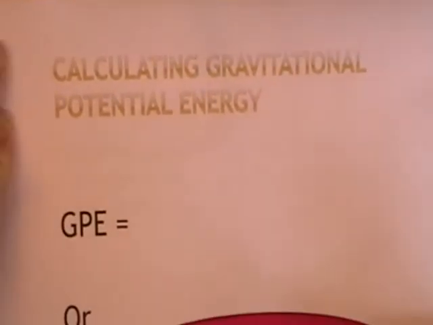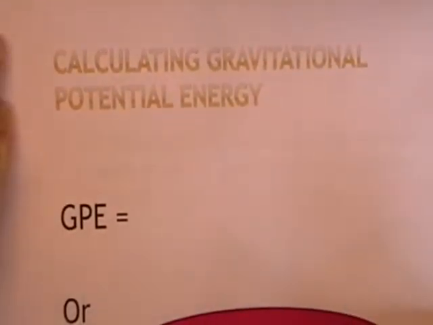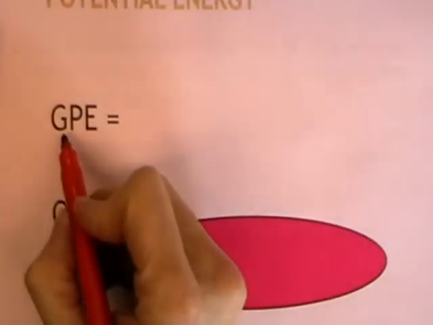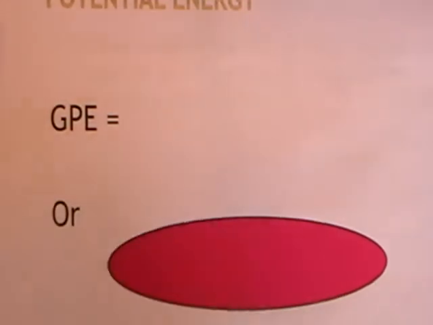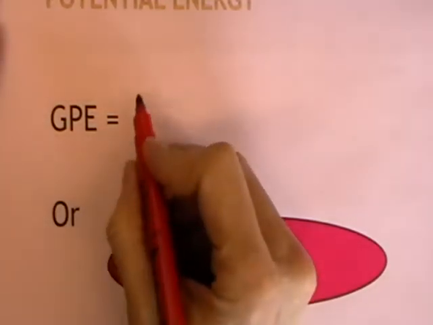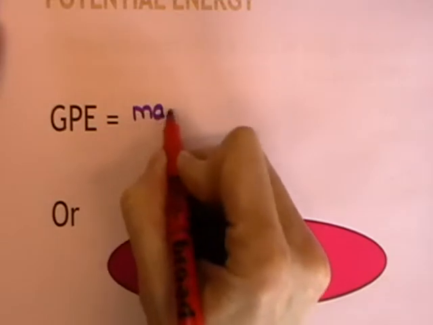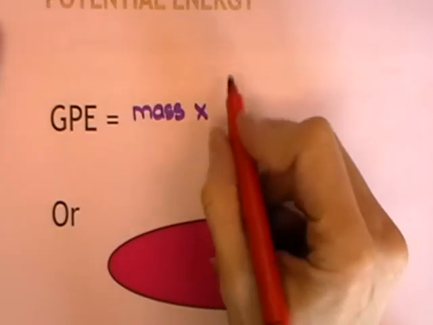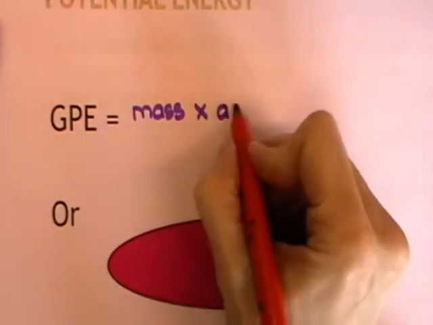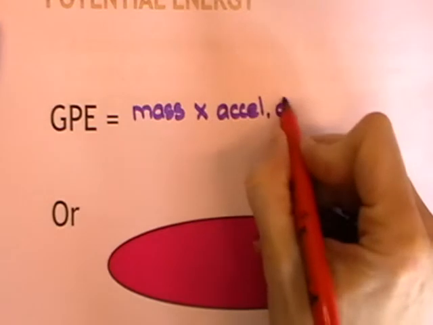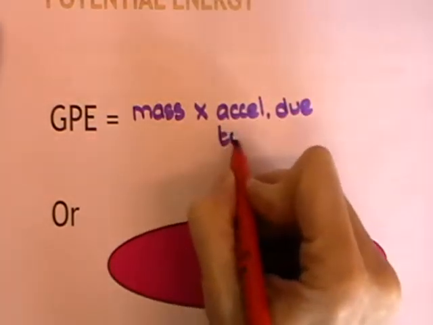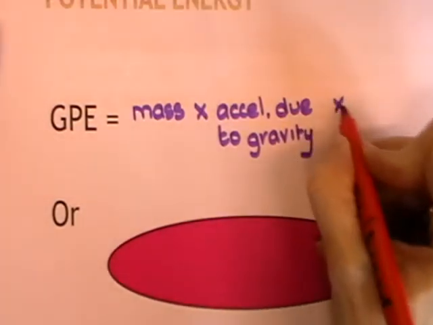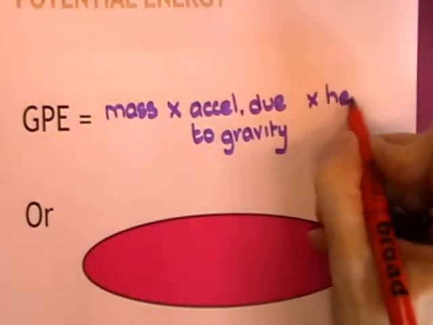So the next thing we need to do is to calculate gravitational potential energy. And in physics, we have an equation for that. I shorten gravitational potential energy to GPE. And to calculate how much GPE you have, you multiply the mass of the object by the value of gravity. Now, that's actually called acceleration due to gravity. And that's multiplied by the height that you reach.